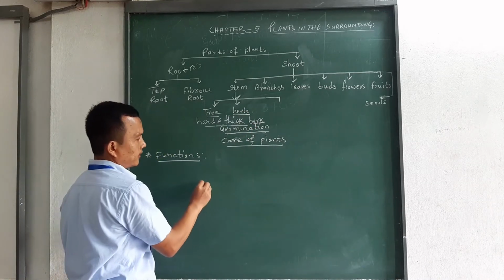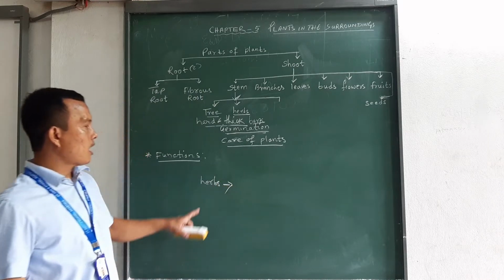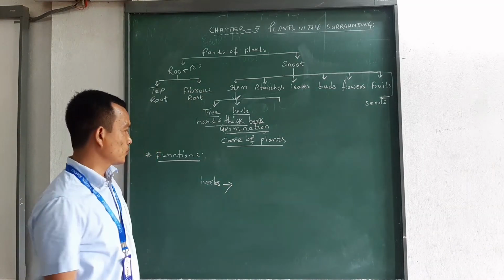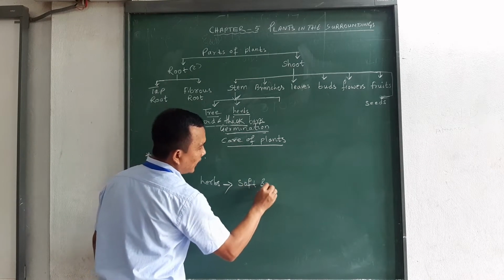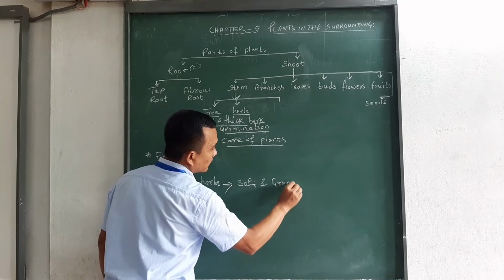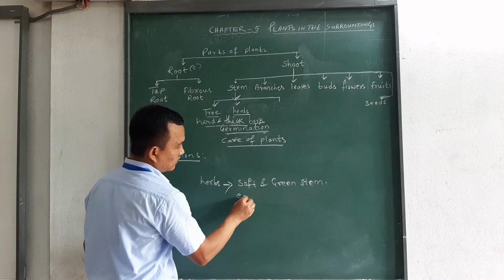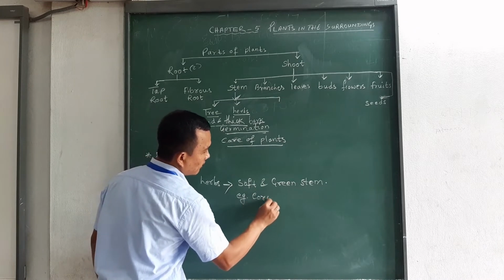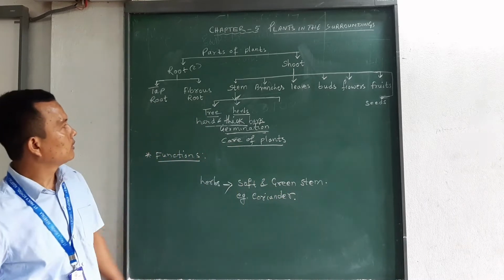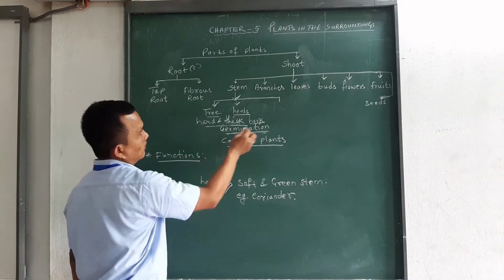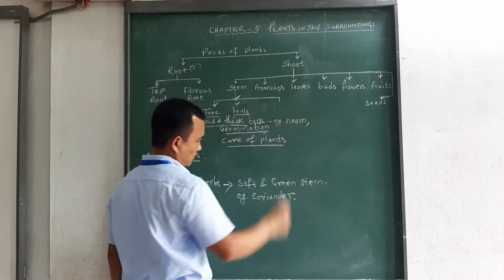Herbs, let me write here. Herbs, they have usually soft and green stems. Example, you can give coriander. And for tree you can give example, neem, gulmohar, etc.